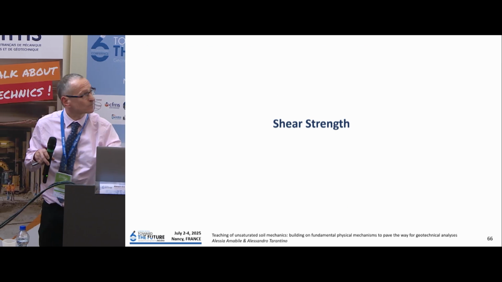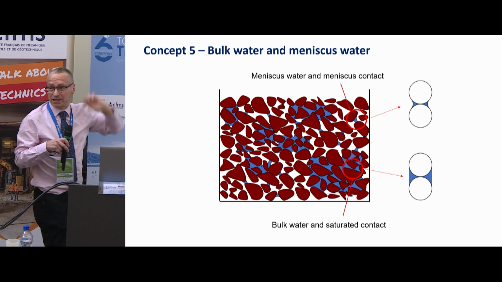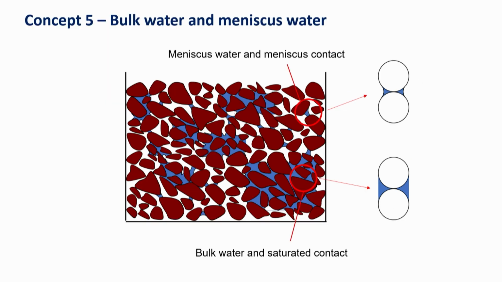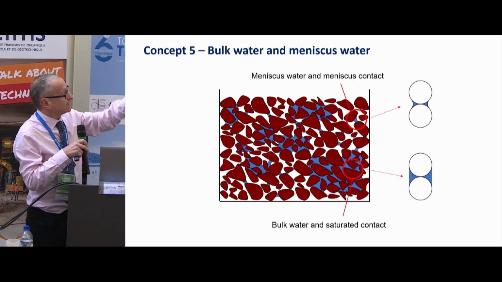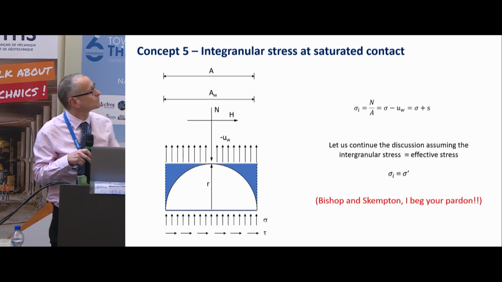Shear strength. If you take a picture of the soil, you will find the water in two states. Either the water is forming menisci at the interparticle contact. We name that water meniscus water, and this is a meniscus contact. Or we identify sub-regions that are fully saturated. And clearly, if you take a snapshot of a contact, you will see that the contact is fully occupied by water. So we name that water bulk water, and that contact a saturated contact.